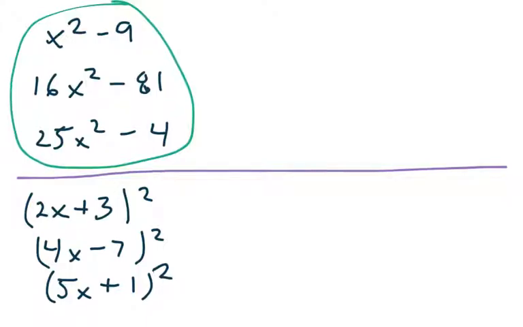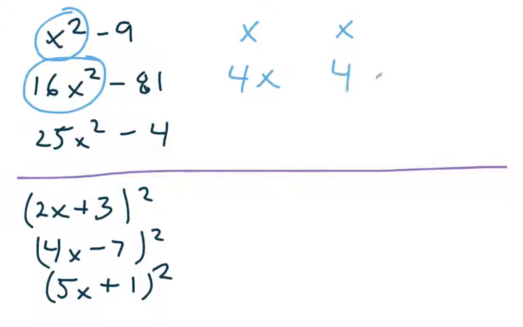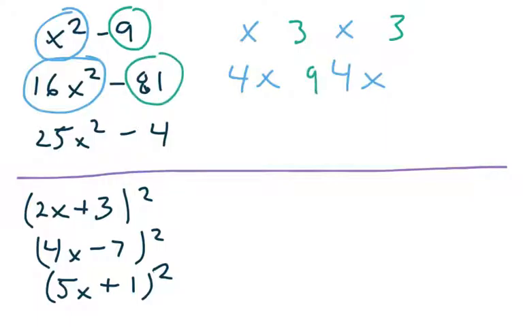Okay, you should recognize all of these as difference of two squares. And what we mean by that is, notice how x squared is really x times x, right? 16x squared is 4x times 4x, correct? They're perfect squares. Likewise, the 9 is 3 times 3, isn't it? And the 81 is 9 times 9.